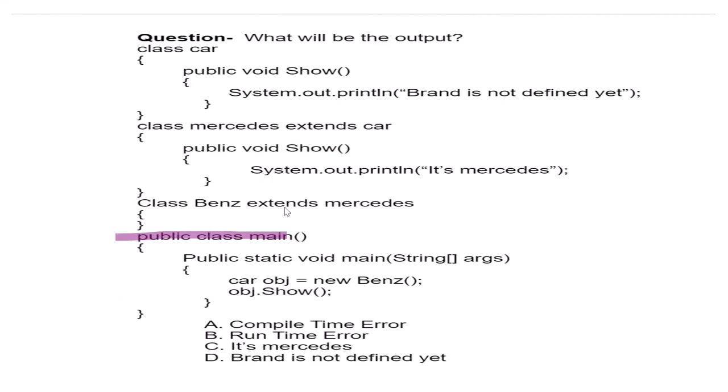When we go to Benz, there is no show function, but it is extending the Mercedes class, so we will go to the Mercedes class now. Here we will see if any show function is there. Yes, it is there, and it is saying it's Mercedes. So the correct output will be it's Mercedes. Even if the show function was not there, what would have happened? The control would have come here, and the output would have been brand is not defined yet. But in this case, the correct output is it's Mercedes. This is the one which I have marked.